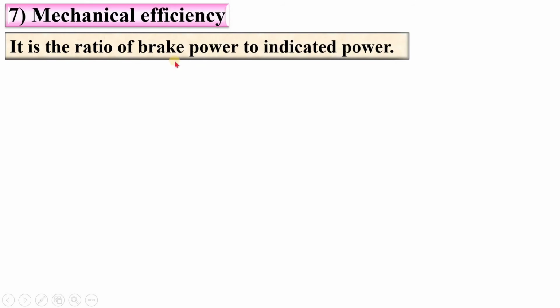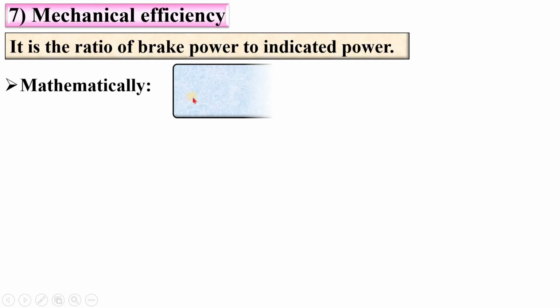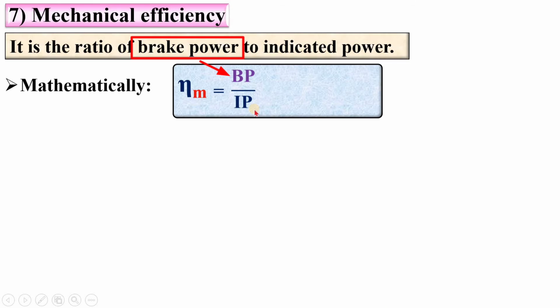Now next, mechanical efficiency. It is the ratio of brake power to indicated power. So mathematically, you can say mechanical efficiency eta m is equal to brake power upon indicated power. And that is also equal to eta BTH upon eta ITH. That means brake thermal efficiency divided by indicated thermal efficiency. And that is also equal to PMB upon PMI. That means brake mean effective pressure upon indicated mean effective pressure.